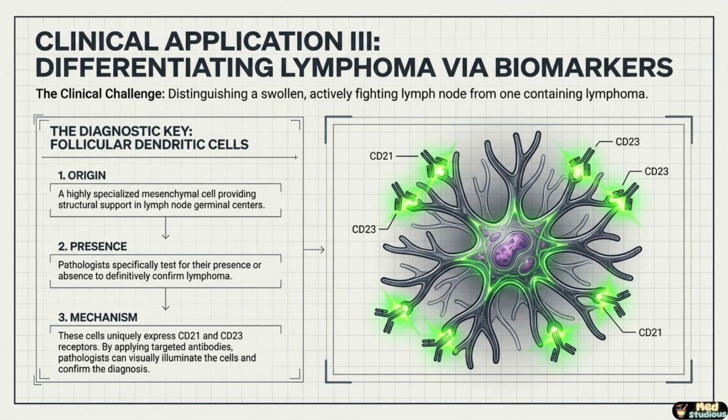These follicular dendritic cells uniquely express CD21 and CD23 receptors on their surface. By applying targeted fluorescent antibodies that bind strictly to CD21 and CD23, pathologists can visually illuminate these specific support cells under a microscope, allowing for a rapid, highly accurate, and definitive cancer diagnosis.